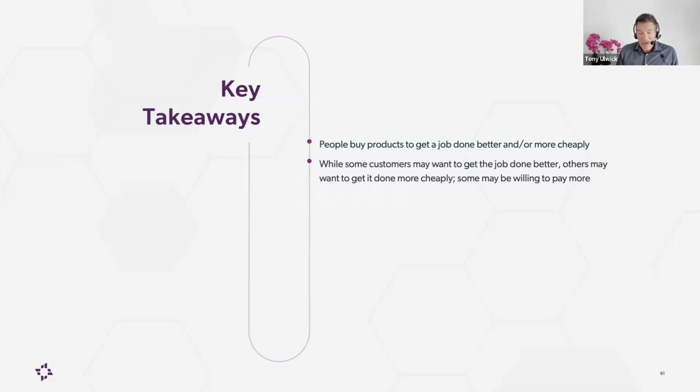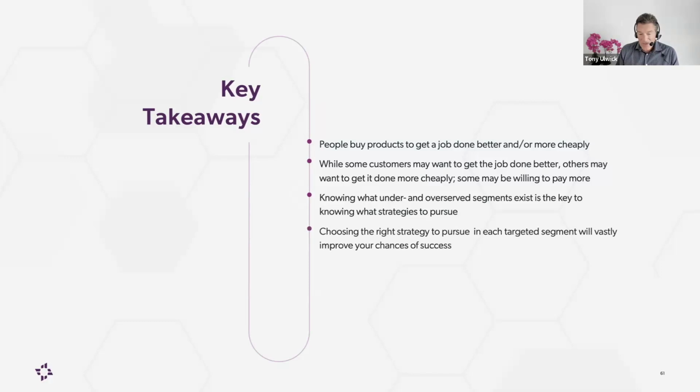While some customers may want to get the job done better, others may want to get it done more cheaply, right? Some may be willing to pay more, some may not be willing to pay more, right? Knowing what under and overserved segments exist in the market is the key to knowing which strategies you want to pursue. Otherwise, you'd just be guessing. And the chances of you guessing what under and overserved segments exist and along what dimensions, guessing that right is near impossible. That's why going with a data-driven approach is really critical to making this successful.